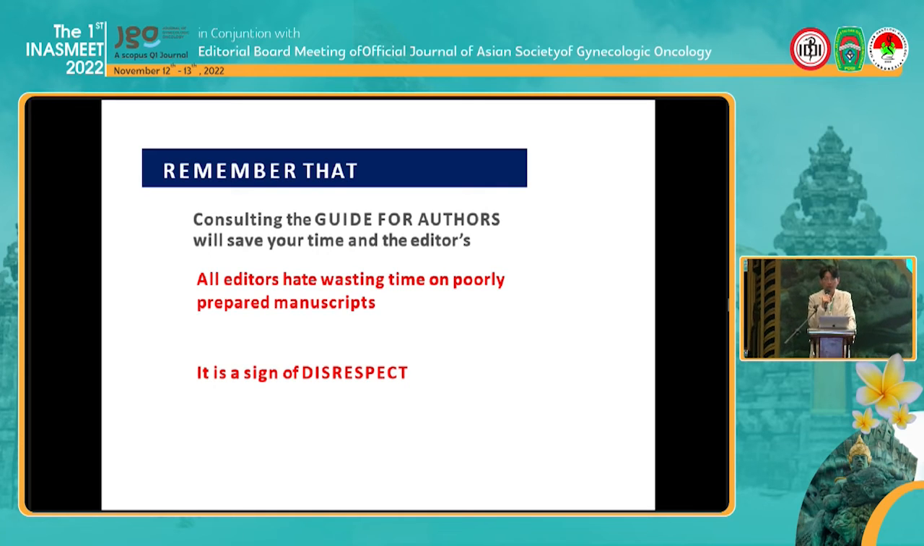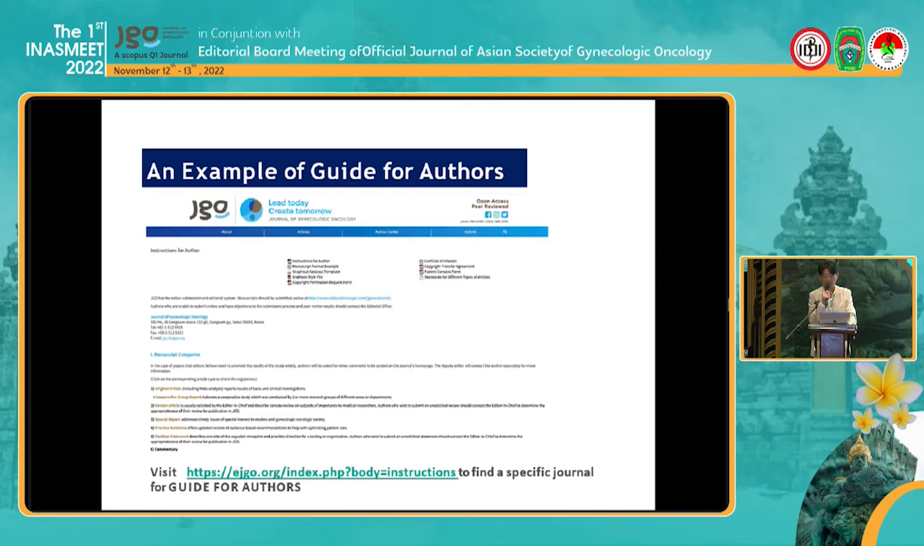Remember that consulting the guide for authors will save your time and the editor's time. All editors hate wasting time on poorly prepared manuscripts. If you do not prepare a properly formatted manuscript, it is a sign of disrespect, so editors usually consider an immediate reject. For JGO, you can find the specific guide for authors. Visit the following website, and you can see those instructions.